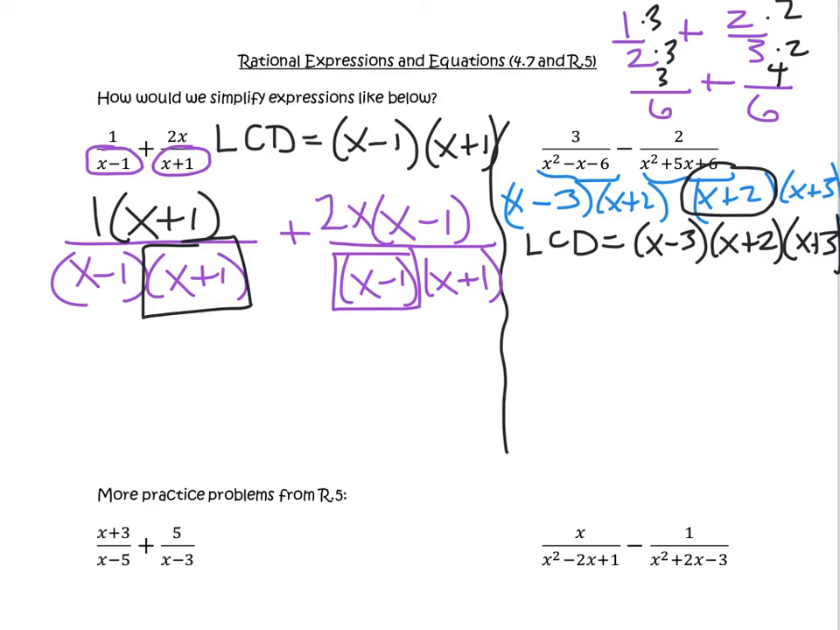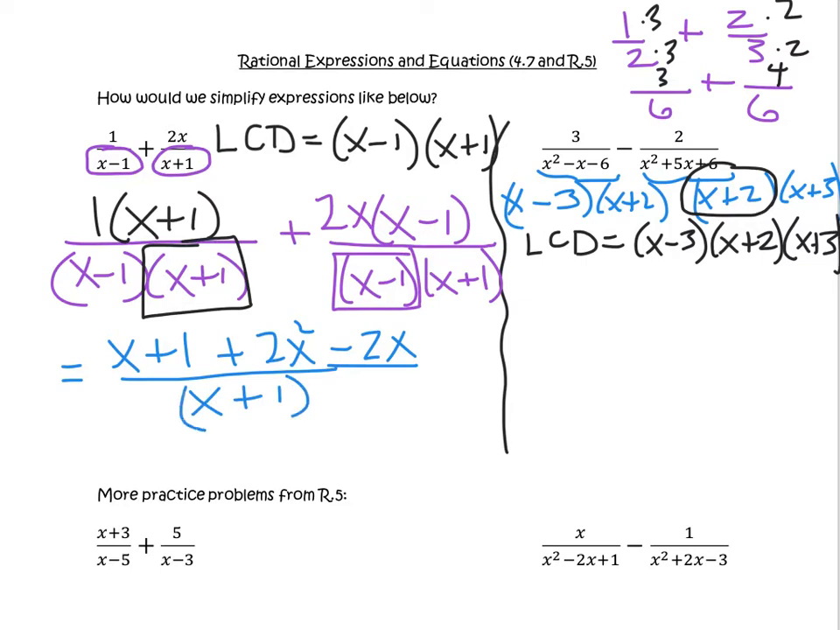So the idea is if I reduce each one of these fractions and cancel out the common factor, I would be right back to where I started. So I haven't created any new fractions. I've really just rewritten with a common denominator. So now I'm ready to combine my numerators. That would give me x plus 1 plus 2x squared minus 2x over x plus 1, x minus 1.